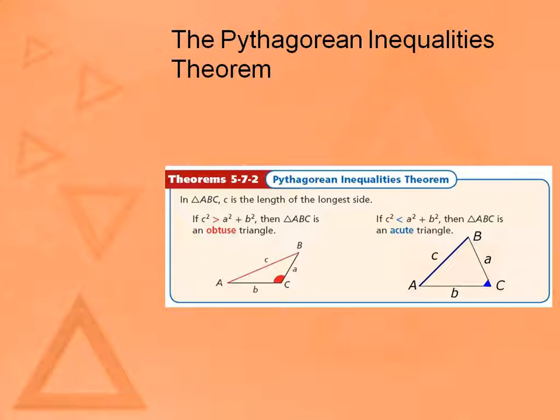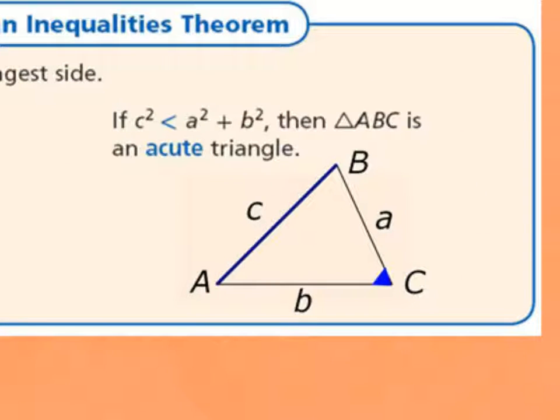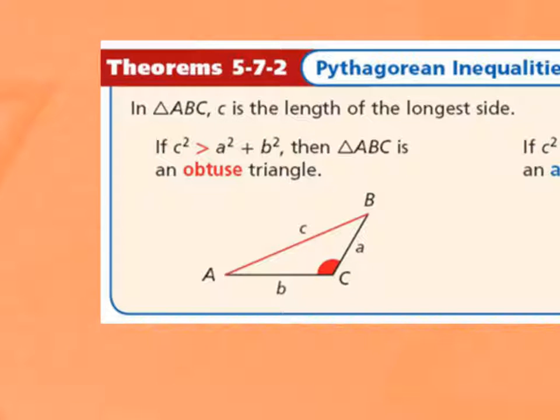So what happens in the case that it's not a right triangle? The Pythagorean inequalities theorem will let us tell. Is it an acute triangle? Is it an obtuse triangle? Let's take a look at an acute triangle first. Pause for a moment. Now let's take a look at an obtuse triangle.